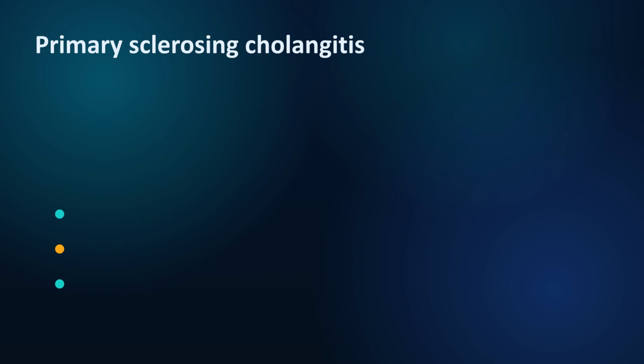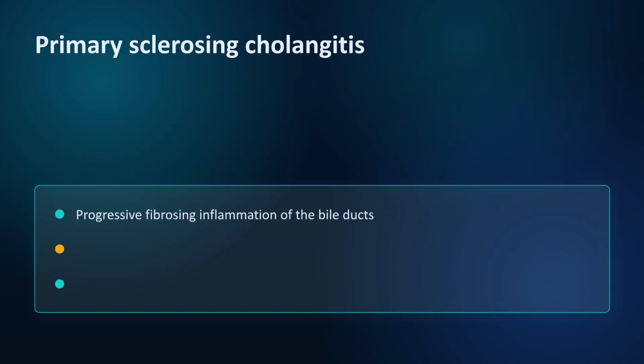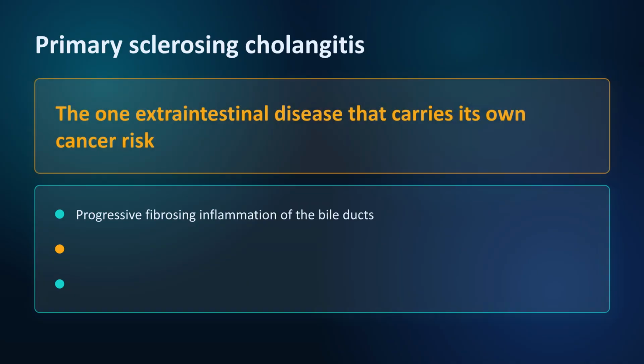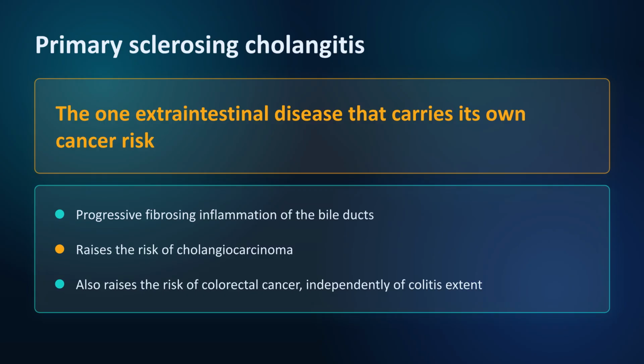Primary sclerosing cholangitis deserves its own slide. It is progressive fibrosing inflammation of the bile ducts, and it is the one extraintestinal manifestation that brings its own cancer risk with it. It raises the risk of cholangiocarcinoma, cancer of the bile ducts, and separately it raises the risk of colorectal cancer, independently of how much colon is involved by the colitis. So a patient with ulcerative colitis and primary sclerosing cholangitis carries 2 distinct malignancy risks, neither of which the colitis alone would predict. It is more common in ulcerative colitis than in Crohn disease.